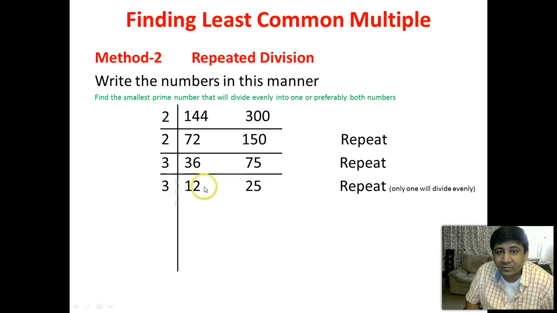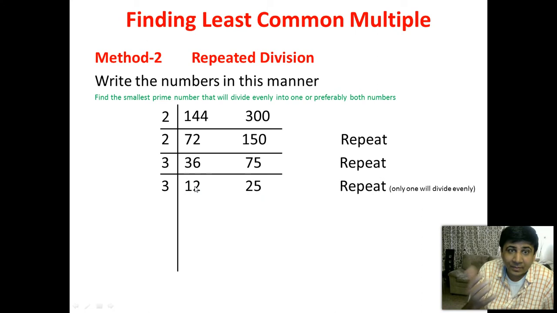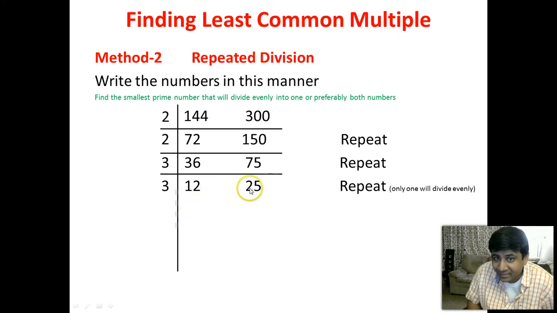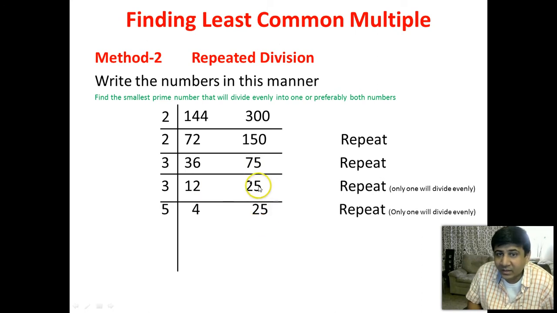Now I cannot divide both of them. If I want to divide this, I will have to divide it by 5. If I want to divide this, I will have to divide it by 3 or 2. So I pick 3. If I divide by 3, this one will be 4 here, and this one I'll just bring as it is. I did not do anything here.